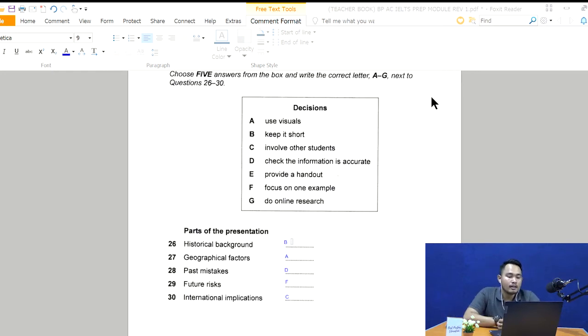Okay. In the geographical factors, the students mentioned that we should use maps to help the students understand about it. The use of maps here is something that you can see, so it possibly means use visuals, right? But there is a mention about a handout. So which one is the best one? My best guess for geographical factor should be A, visual, because the man said that.